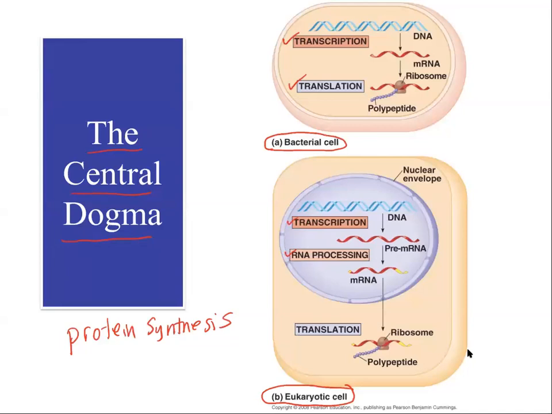In a eukaryotic cell, transcription is going to happen within the nucleus, and translation is going to happen outside the nucleus. And so we have to have a way of getting that information to the outside of the cell. Think of DNA as a very valuable material. The cell doesn't want to damage its DNA.